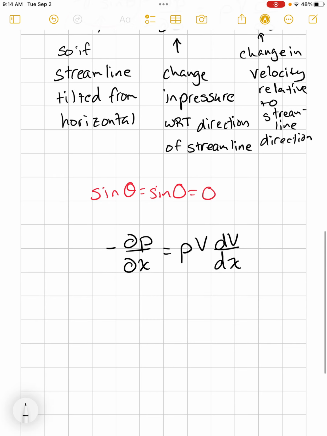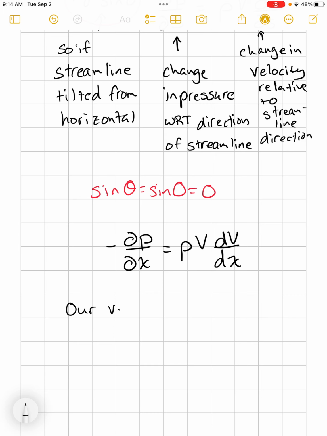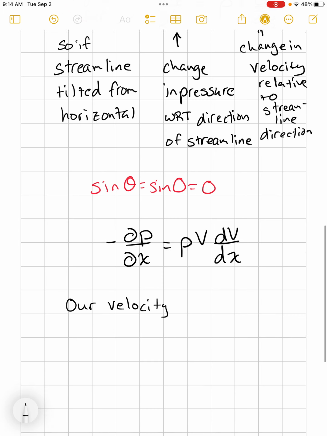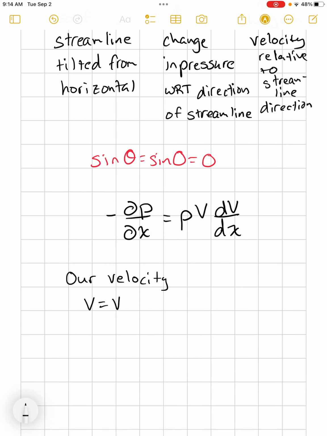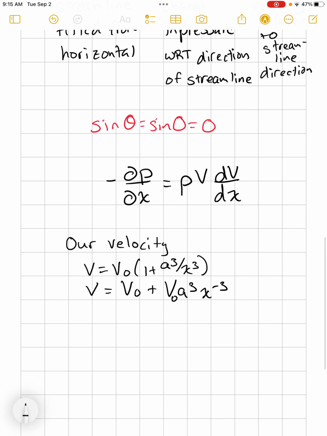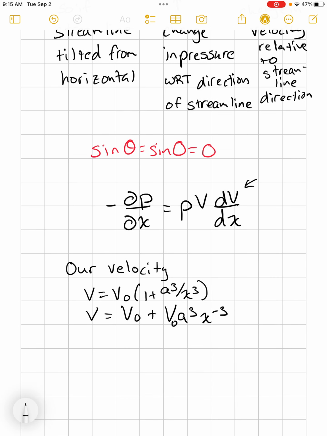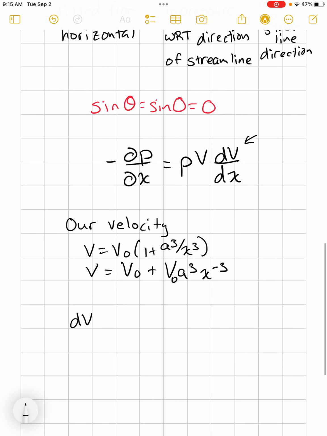All right. So for our velocity, we were given an expression: V equals V naught times 1 plus a cubed over x cubed. I like to write these out and multiply the terms out before I do the derivatives, just because it makes life a little easier. So we're going to have V naught plus V naught a cubed times x to the minus 3. The first thing is we're going to have to take a derivative of this with respect to x.